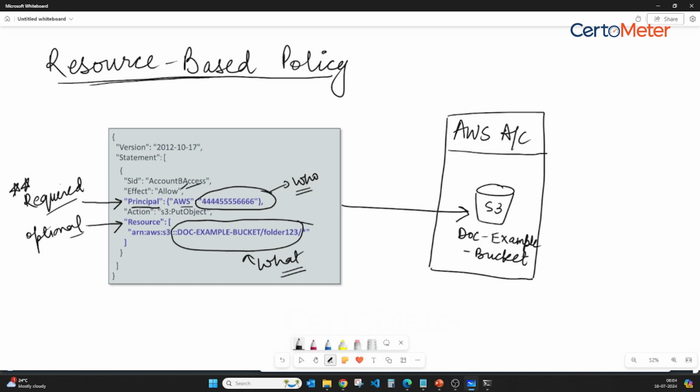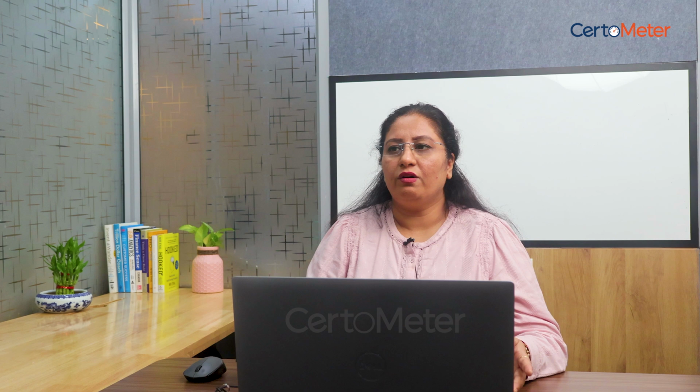So either the permission is allowed or denied. What are the actions? I can put the object, means within this bucket, I can put my items. This is the permission I am allowing to this particular principal. So this is one of the very simple ways of looking into the resource-based policy. Consider that when you are either creating a resource-based policy or an identity-based policy, both of them are evaluated by the same method, whether the permission has been allowed or denied, and accordingly AWS will allow the access on that.